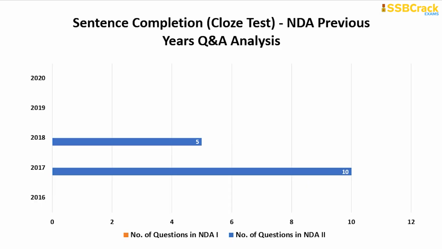For cloze test, now you can see 5 questions came from cloze test in NDA 2 2018 and NDA 2 2017. So not many questions come from cloze test, but again we cannot rule it out because it can come instead of fill in the blanks or along with fill in the blanks, right? So 5 to 10 questions again you can expect from cloze test, which will again carry 20 to 40 marks. So let's see how we can study this topic again.